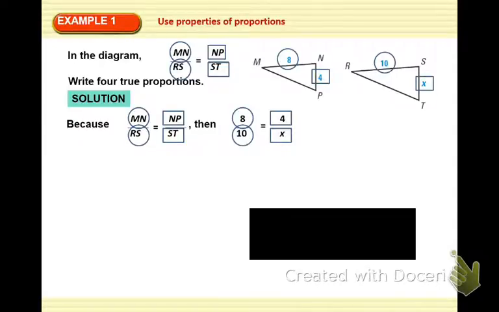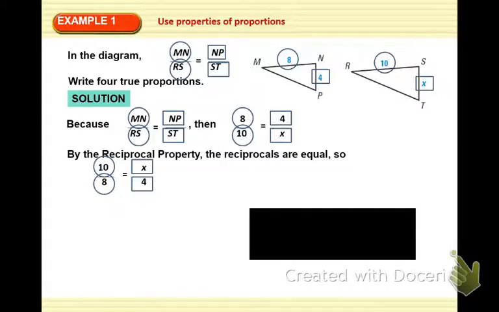Okay, you can switch things up. You can do the reciprocals. You can flip both of them. We flip the 8 and 10 and make it 10 over 8. If we flip that side, we have to flip this side. So it becomes x over 4. Cross multiply, solve, you get the same thing for x.